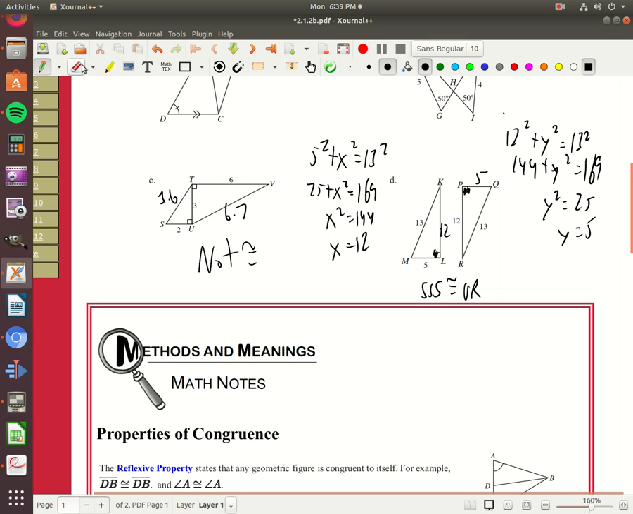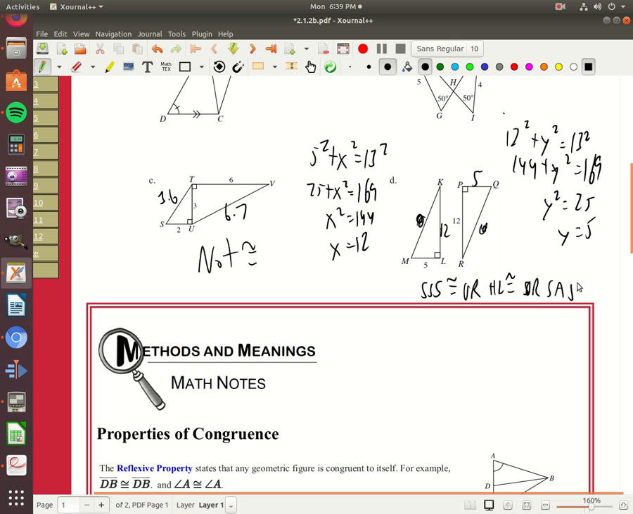Or let's pretend that we chose to ignore the 5s. And you can see I have a 90-degree angle. The hypotenuse is the same, and one set of legs is the same. So I could use hypotenuse leg if I wanted. Or let's pretend that I wanted to ignore the hypotenuse. I could go side, angle, side, and side, angle, side.